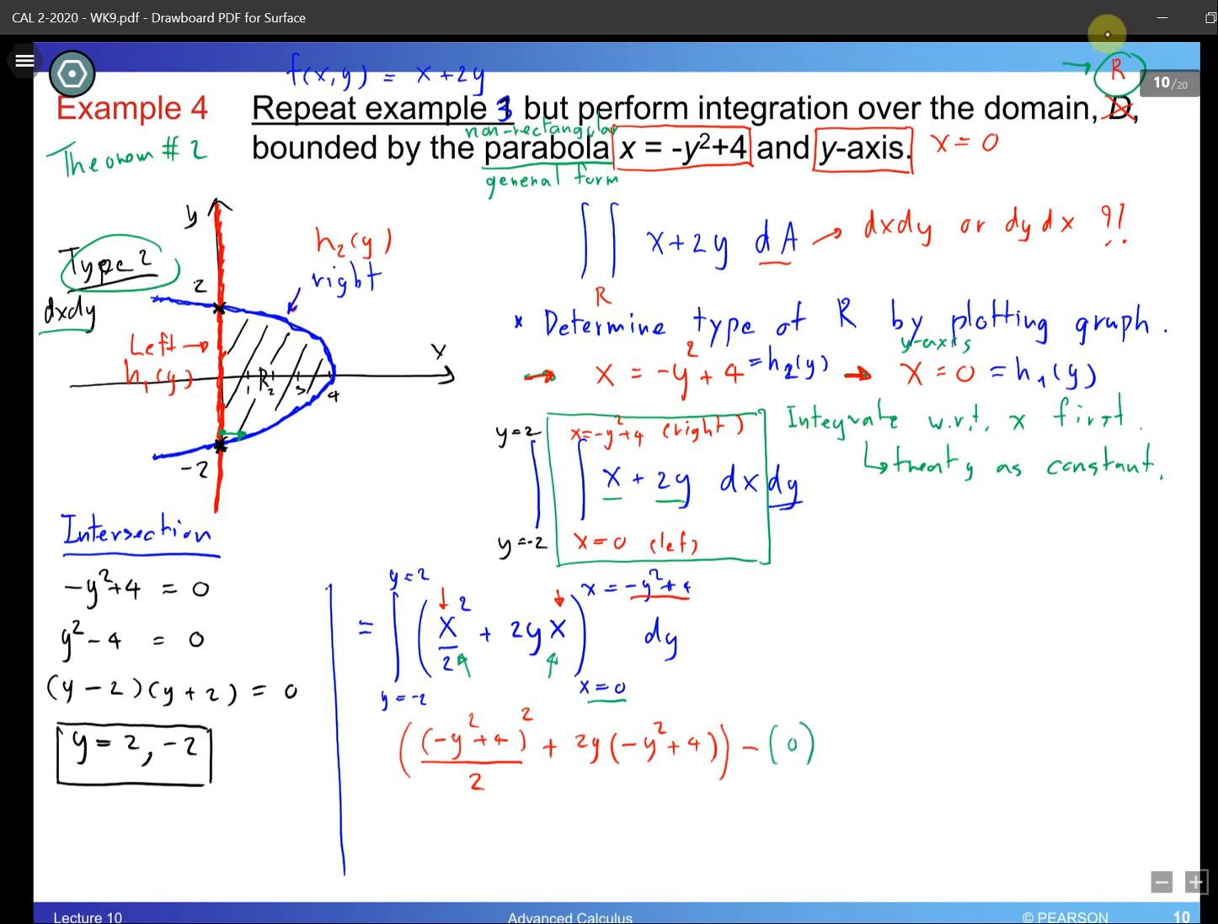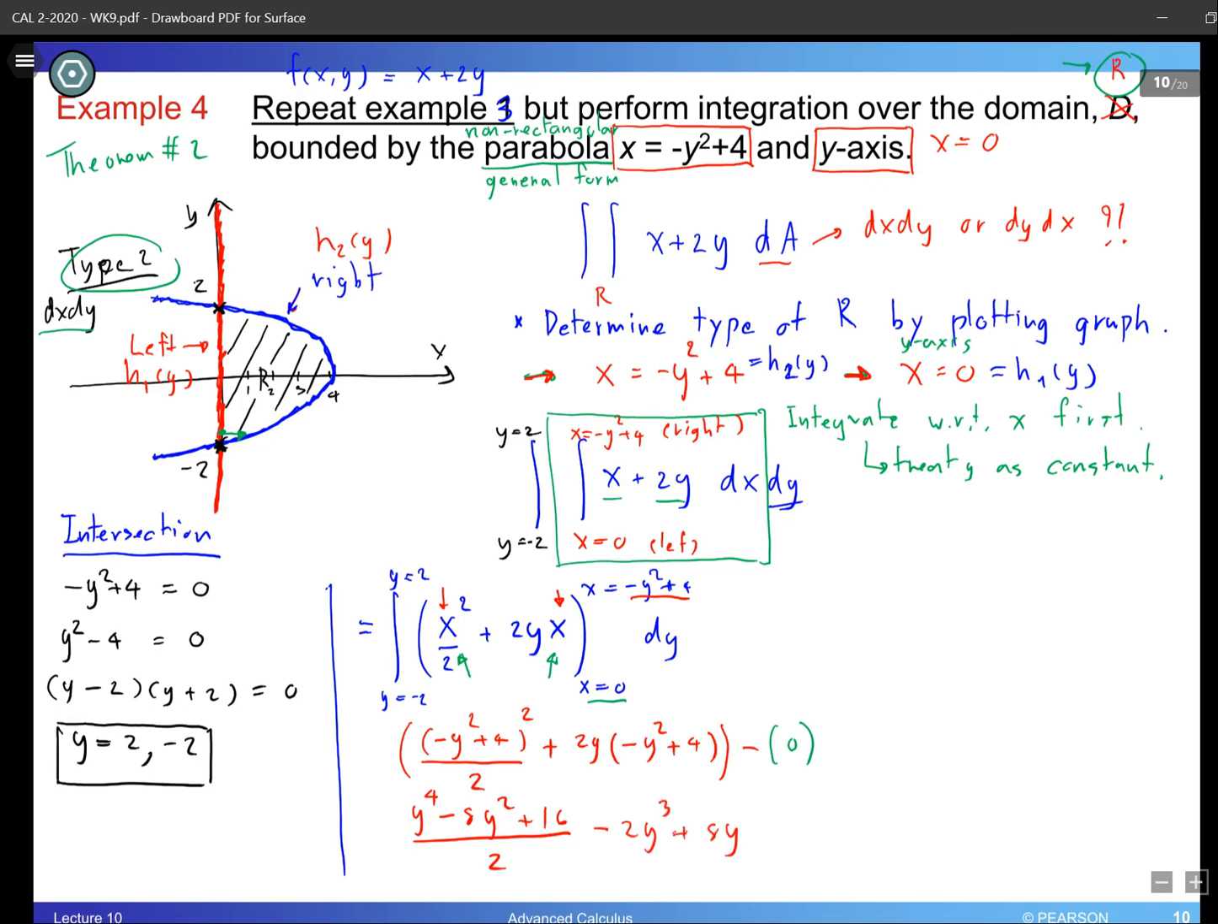It's going to be the front squared, that's going to be y to the 4th. And we have this plus 2 times front times back, minus 8y squared, plus the back squared, 16. And we still have this over 2 right here. Plus this, this is supposed to be minus 2y cubed and plus 8y.